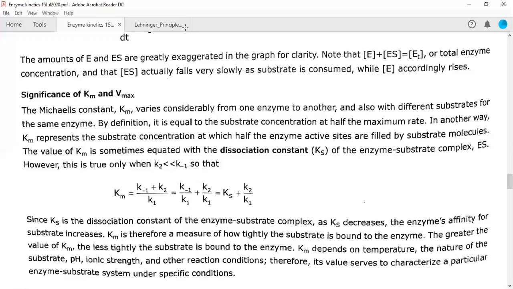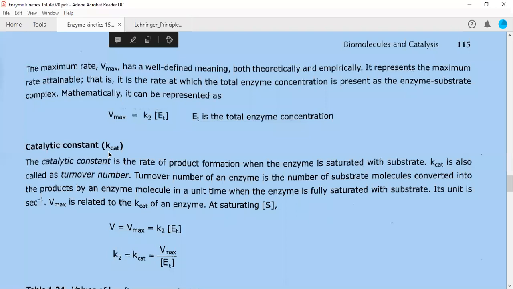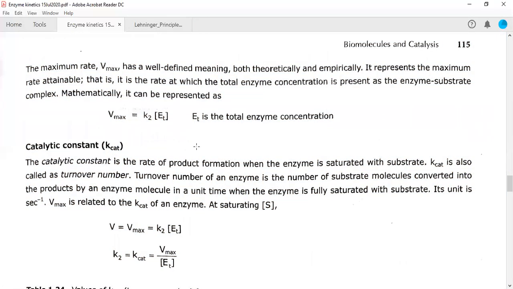Now the second term is V maximum. The significance of V maximum is shown by either the catalytic constant or the specificity constant, which we have discussed in our previous class.